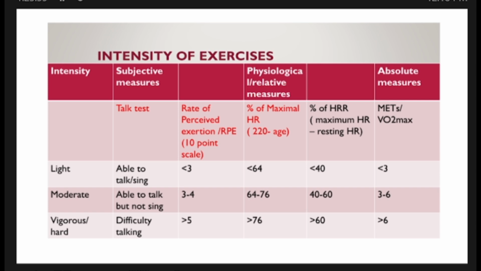Other than these subjective measures, you can use the RPE, rate of perceived exertion, like a pain score. 10 is the maximum, 0 is no exertion at all. According to that, you can plan your exertion score. Then we can go for the maximum heart rate part or the METs. But I think the subjective measure would be ideal for us to have an idea.